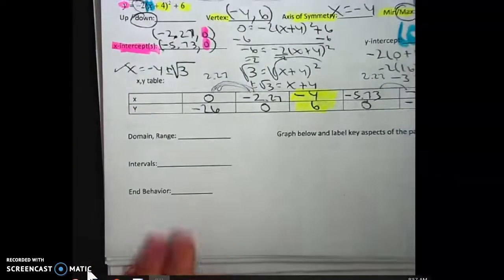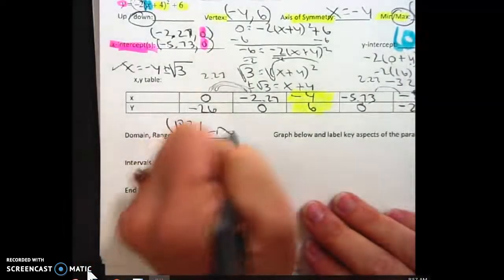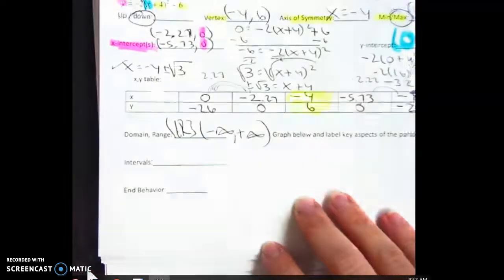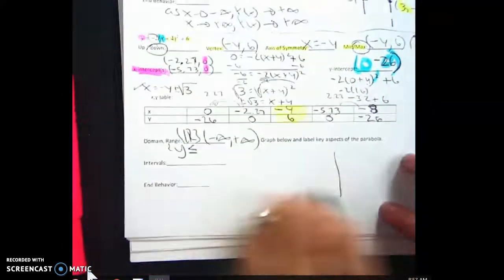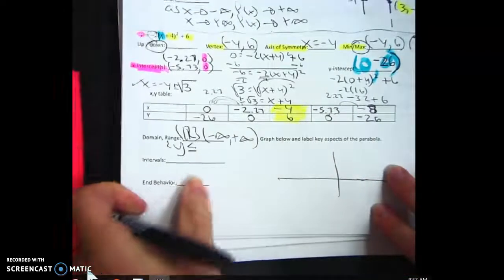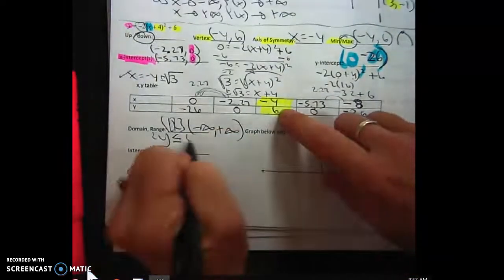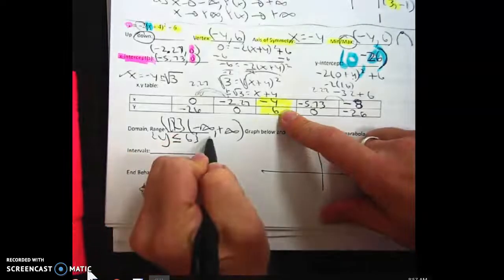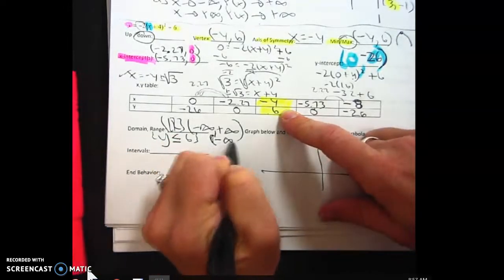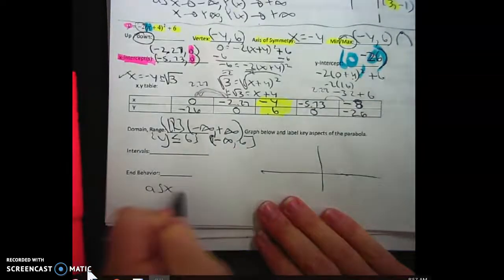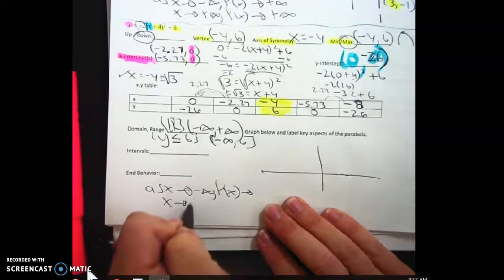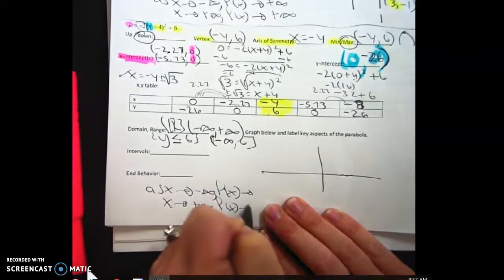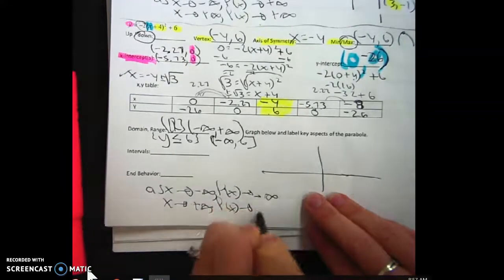All right. Domain: all real numbers, negative infinity to positive infinity. The range is y is less than or equal to, because your graph is going down, less than or equal to the y value of the vertex, 6. Remember, when you do this, it has to be the smallest to the biggest. End behavior: as x approaches negative infinity, f of x approaches... As x approaches positive infinity, f of x approaches... Since it's going down, it's negative infinity.